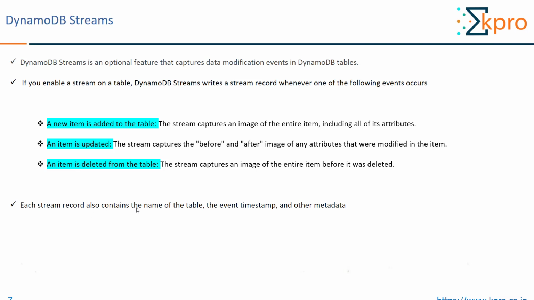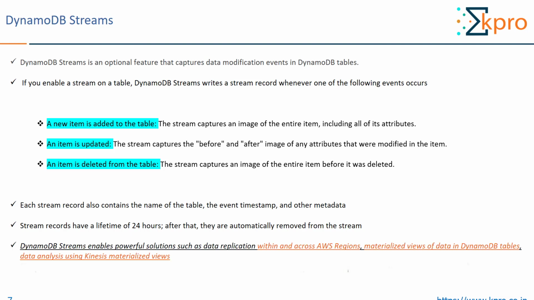Now each stream record also contains the name of the table, event timestamp, and other metadata. That information will also be available apart from the list of attributes. The stream record has a lifetime of 24 hours. After that, it is automatically removed from the stream. A stream will keep the events temporarily. If you want to take any action on the stream record, you process it. It's a kind of queuing. It will be available in the queue for 24 hours. After that, it will get cleaned.